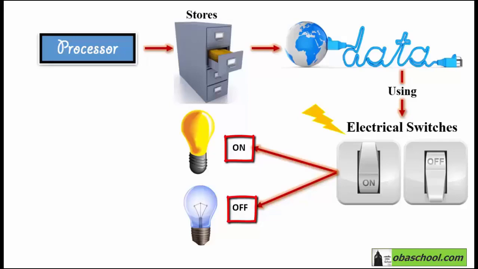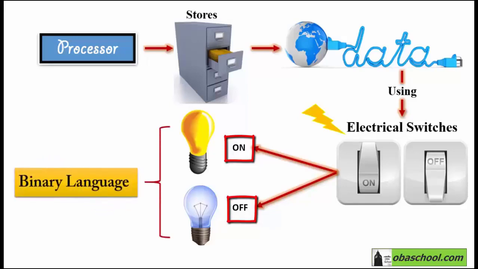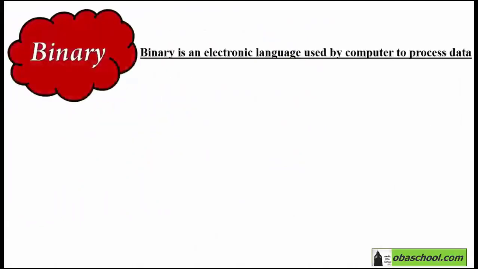So the processor depends on these two, the on and the off. The on and the off is basically what we call the binary language. Yes, this is what you want to finally know. The binary language. Binary is an electronic language used by the computer to process data.